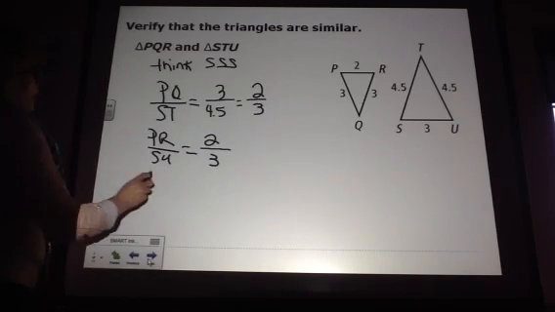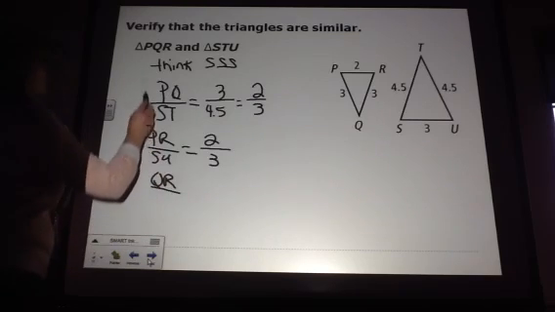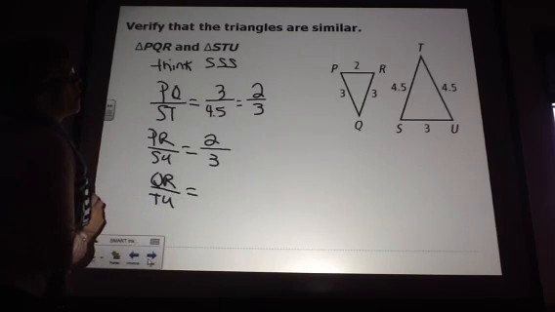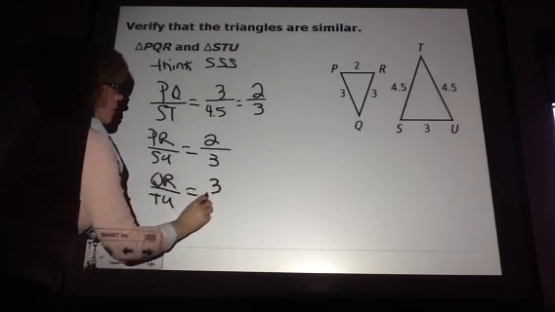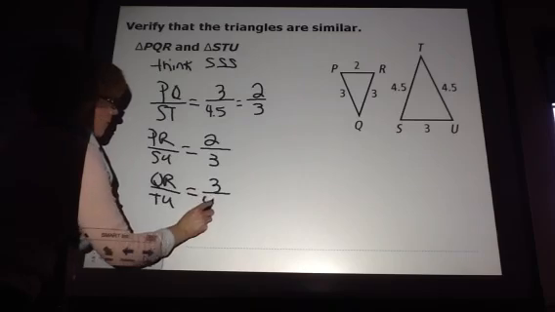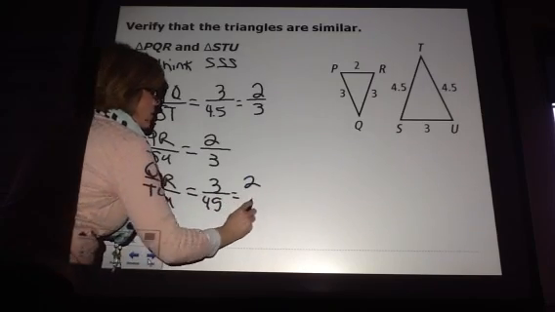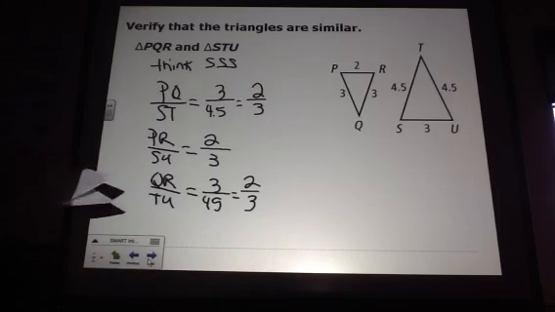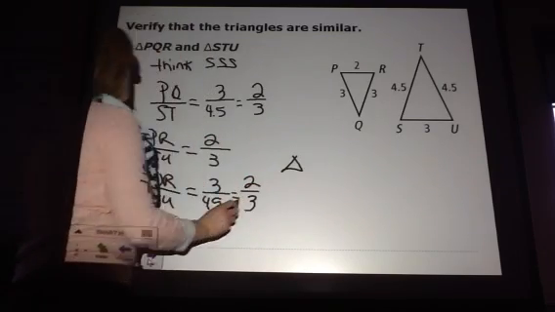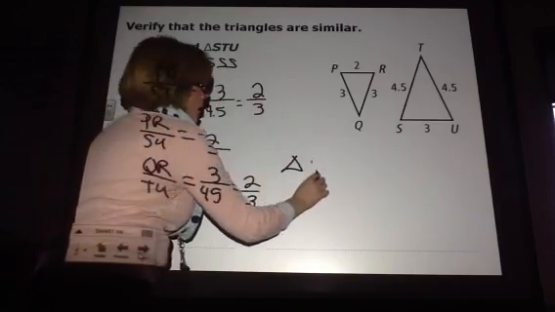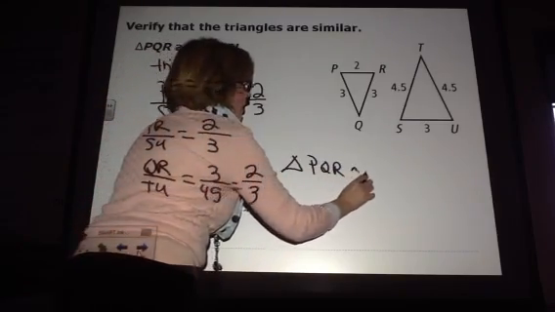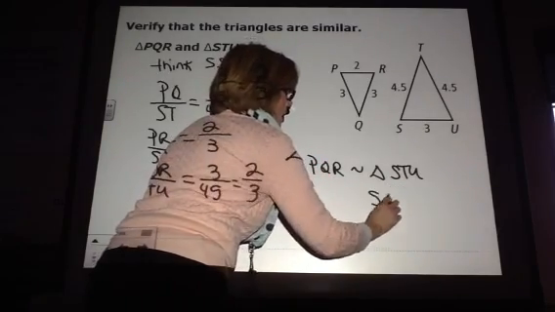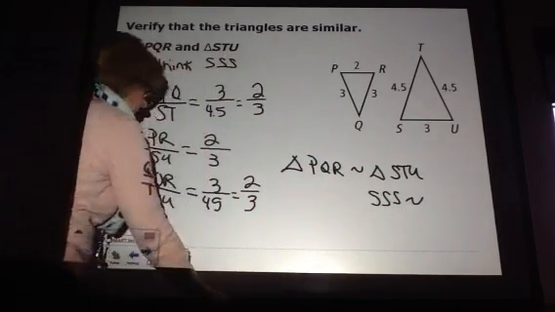And then we have our last one, QR. QR corresponds with TU. QR is 3. TU is 4.5. When you simplify that, you get 2/3. All corresponding sides are proportional. So we can write our similarity statement. Triangle PQR is similar to triangle STU. How do we know that? Side-side-side similarity.